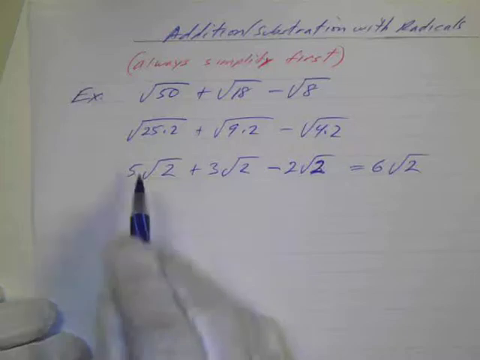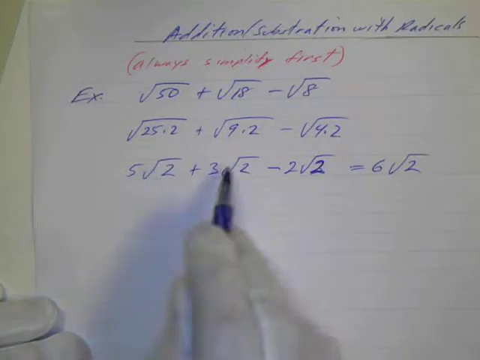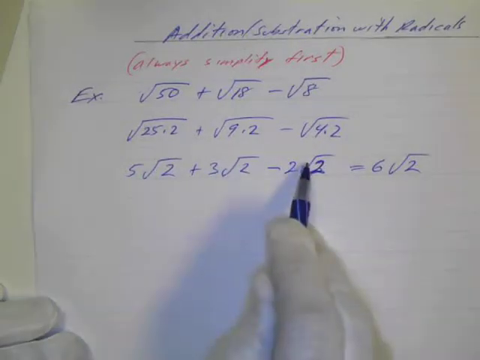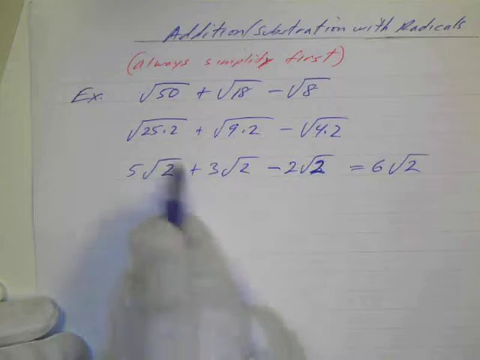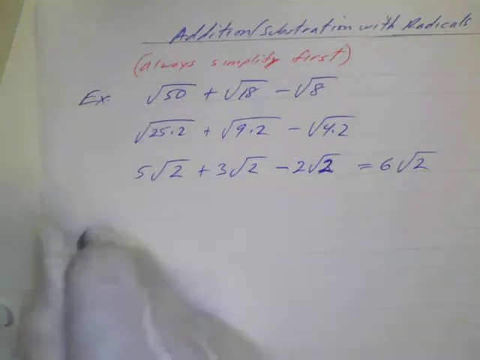So they have to have exactly the same index. In this case, it's understood to be 2, that's the square root, and the same radicand, that's the number underneath there. Okay, here's another example.